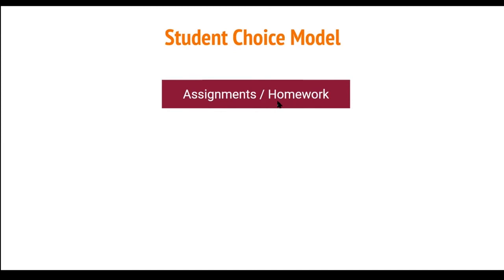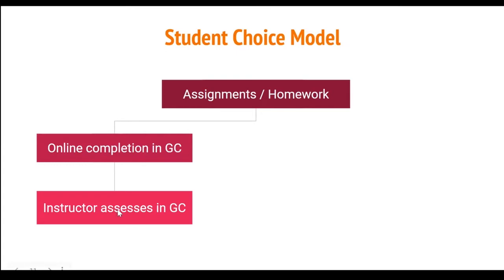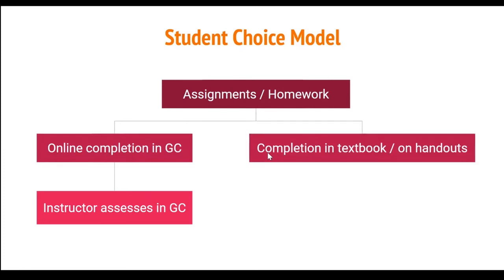So you give them an assignment, maybe it's the work you're doing in class. Maybe they choose to do it online, so they can complete that in Google Classroom. And you check that, you grade that in Google Classroom. But maybe they decide to do it in the real world on their textbook, on a handout.